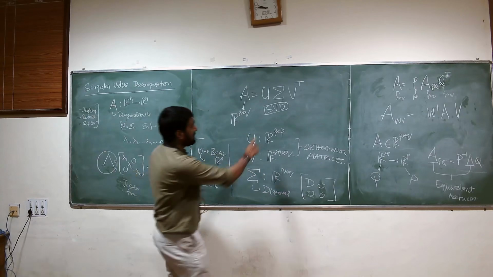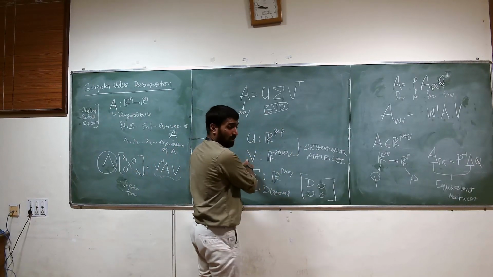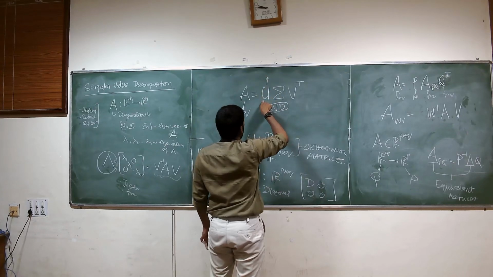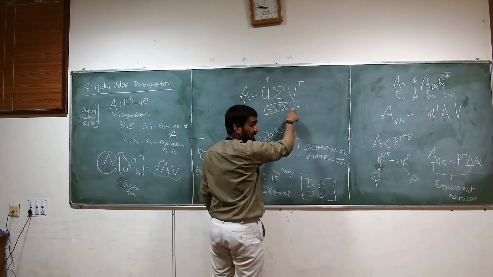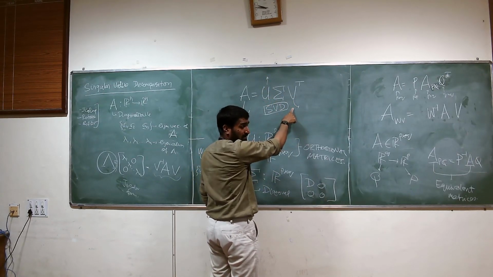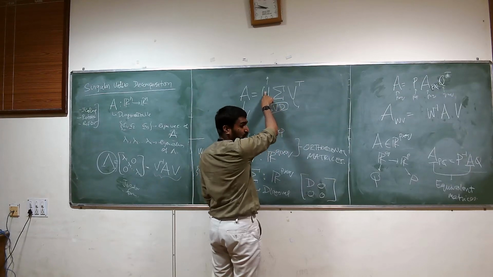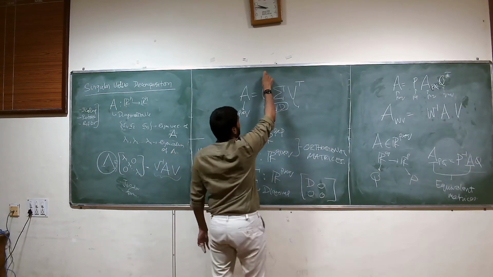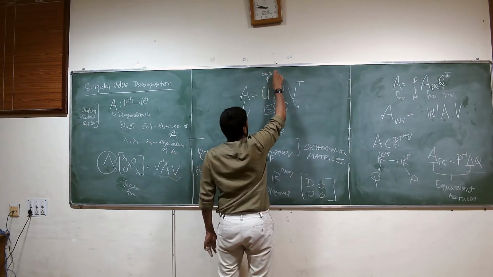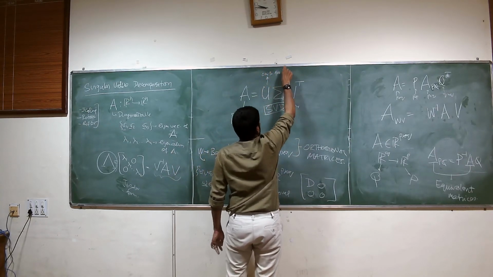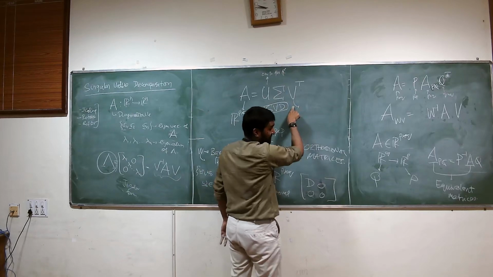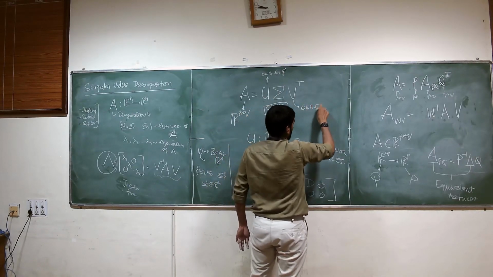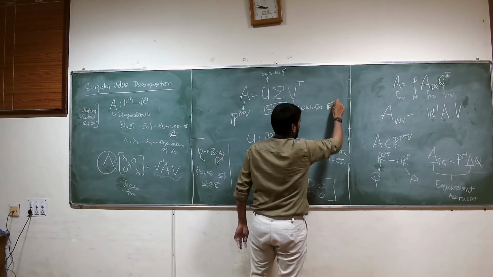If U and V are orthogonal matrices, what does it say about the bases for RP and RQ? Well, the columns of U will form an orthonormal basis for RP, and the rows of V transpose will form an orthonormal basis for RQ.